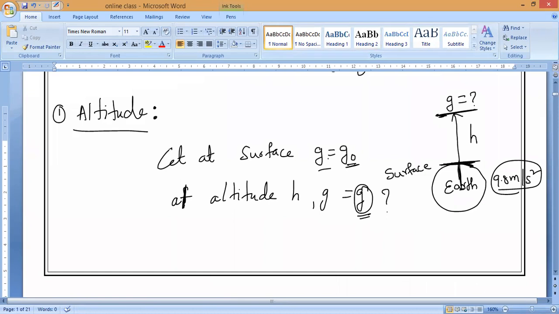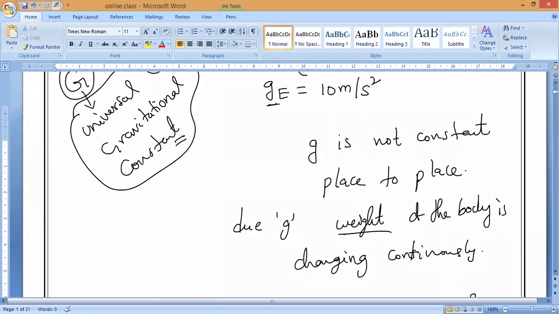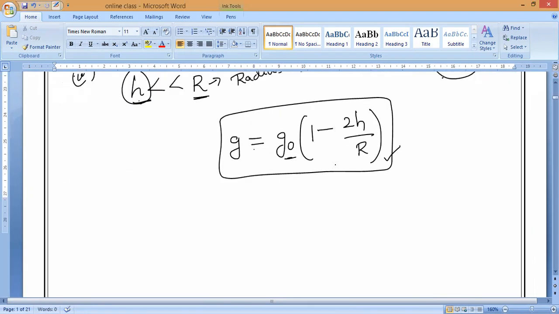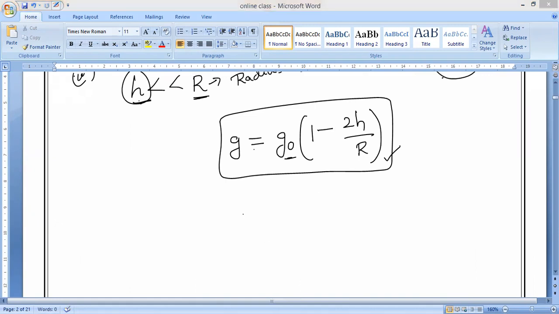So what is the first factor which will influence G? Altitude. So as altitude increases, what is happening? The G value decreases. Acceleration due to gravity is decreasing. That is what you have to remember. So now, can we solve two numericals based upon this? Then it will be very good for us.